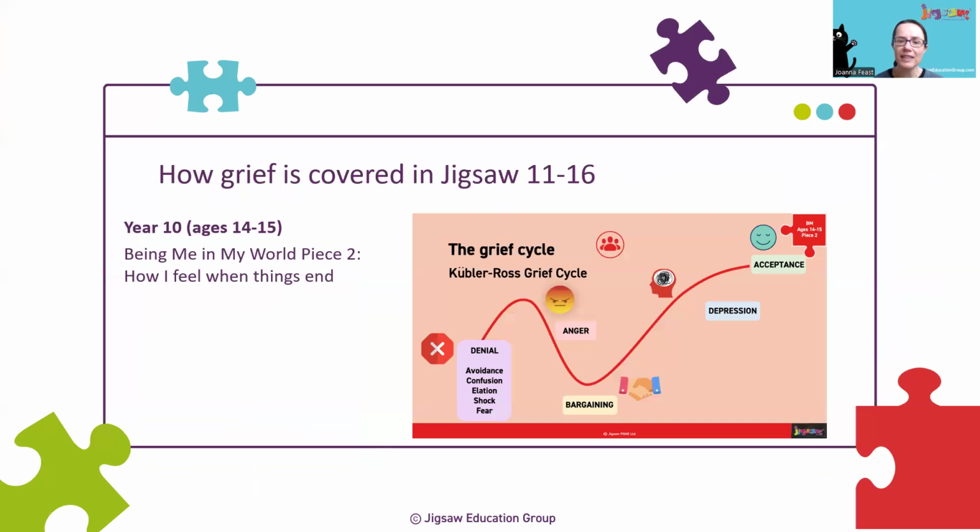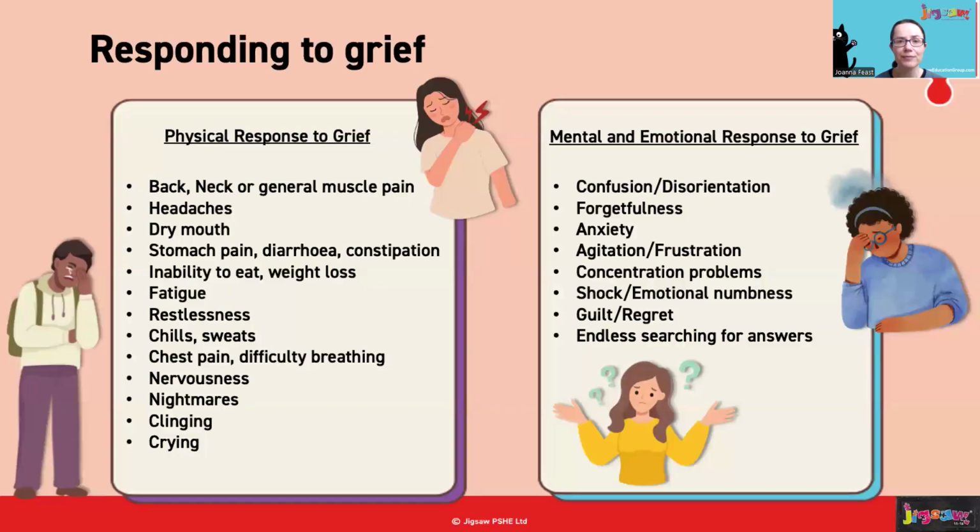Now, in the 11 to 16 programme, we name that cycle of grief, the Kubler-Ross cycle, which still stands to this day. It's quite vintage research, but in the main, it still stands. For year 10, so ages 14 to 15, in Being Me, My World in Piece 2, we look very closely at how I feel when things end. In Being Me, My World, we do talk a lot about beginnings, and I think it's important to talk about ends as well, which is why it's featured here.